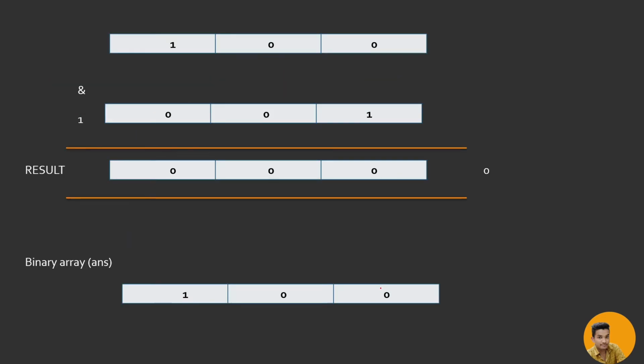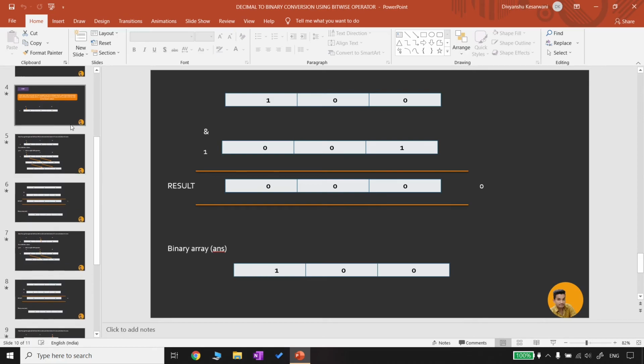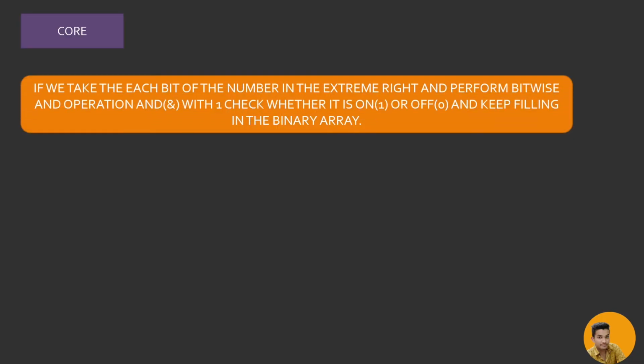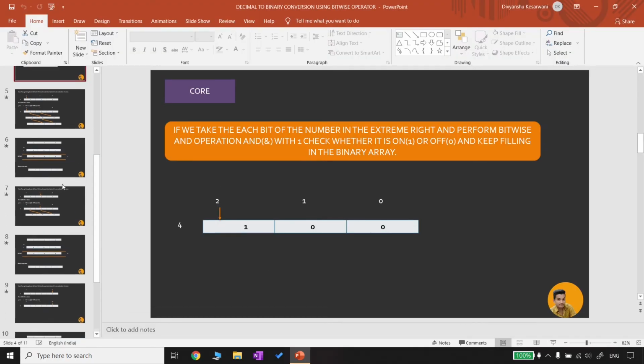So this is how we are doing. Again, what we are doing, we are performing this only. We are taking each bit of the number to the extreme right. How we are taking it is by using the right shift operator, and then we are performing a bitwise operation to check whether the bit is on or off.